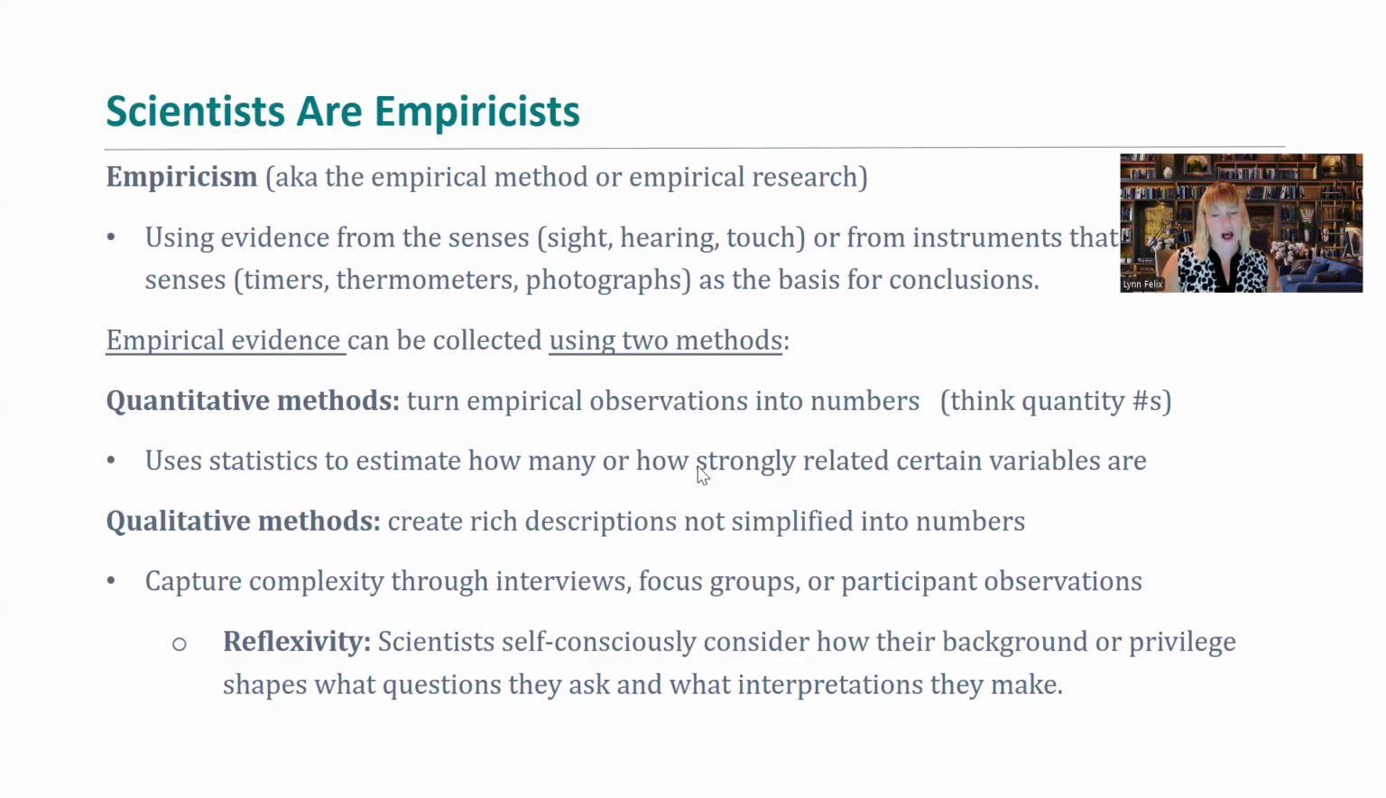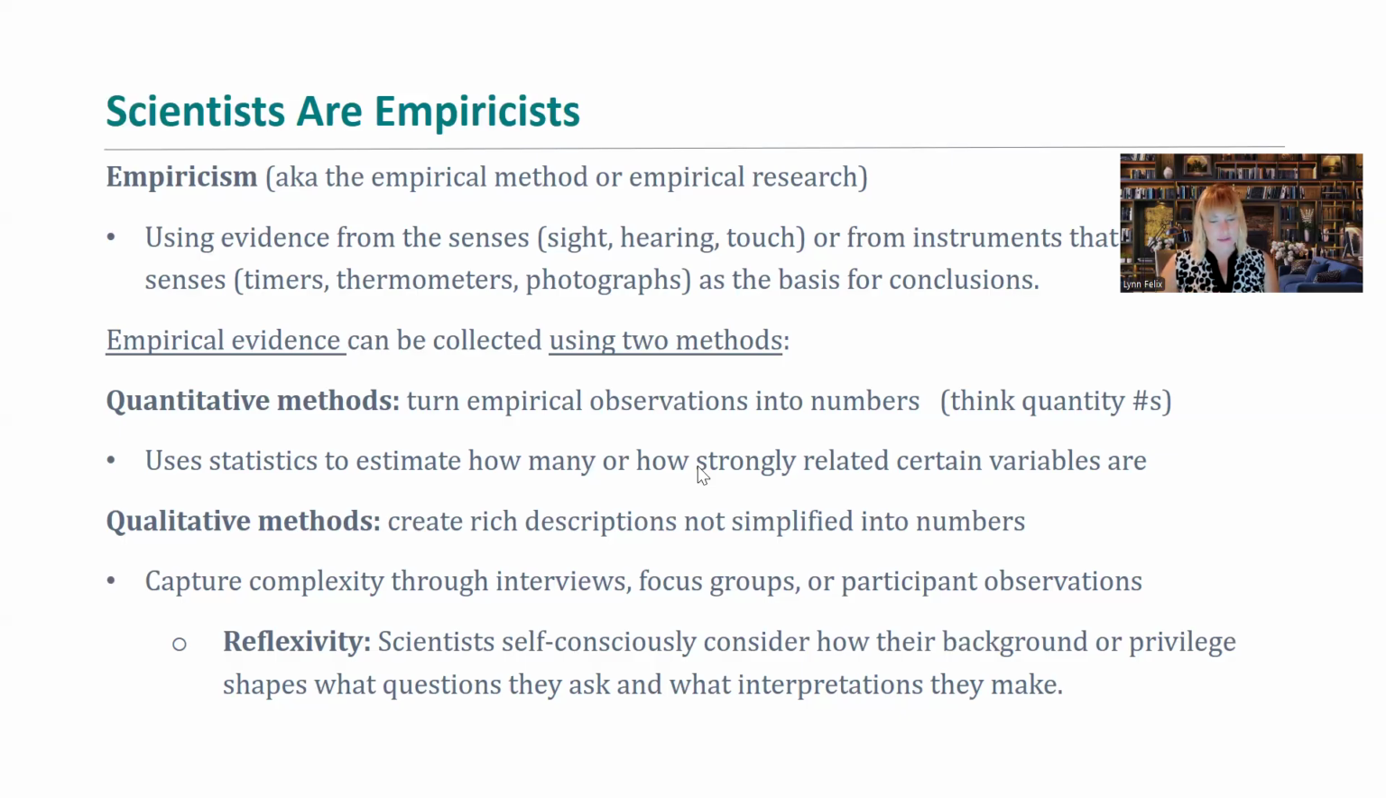Qualitative methods create rich descriptions not simplified into numbers. So quantitative is the numbers. Qualitative is more of your evidence, captures complexity through interviews, focus groups, or participant observations, right?